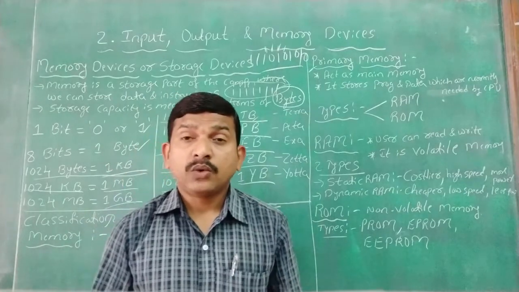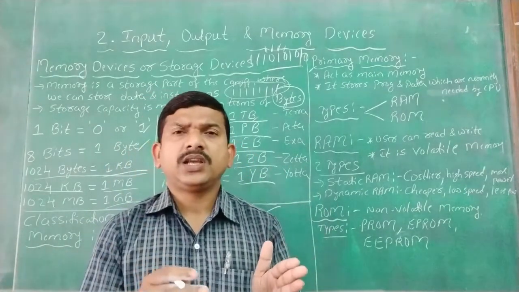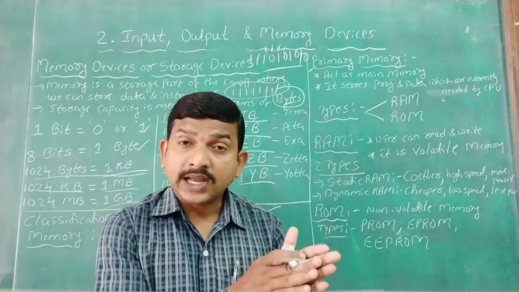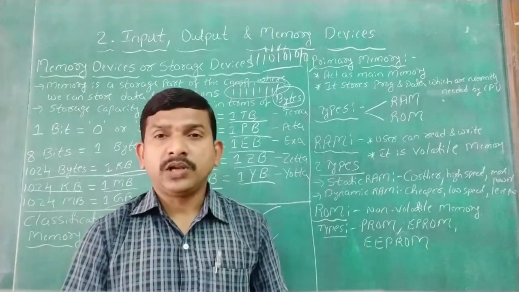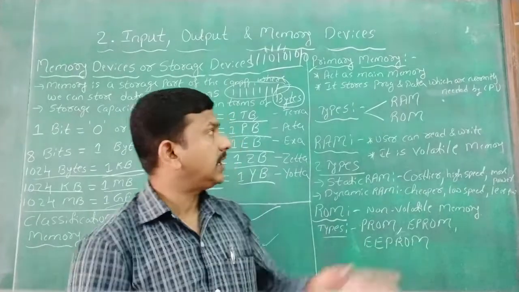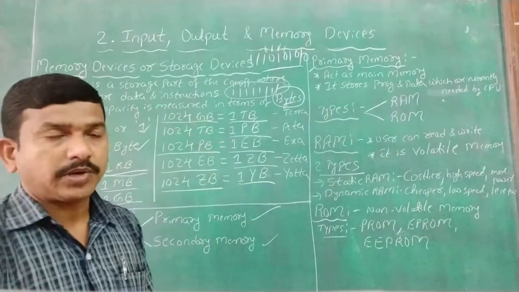Whatever application or program is running, at that time the data or instruction is stored in primary memory only. Is it clear? So in primary memory there are two types.